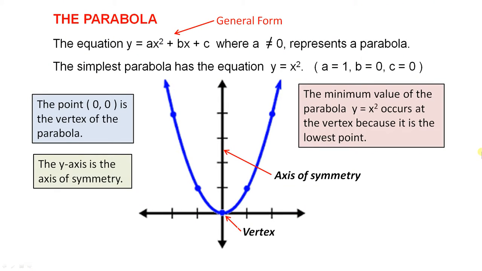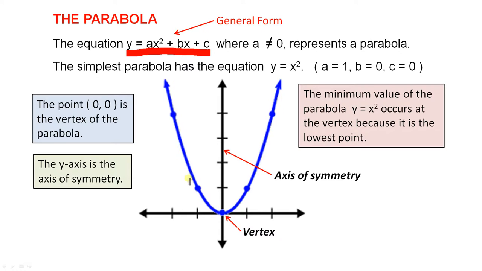The parabola. The equation y equals ax squared plus bx plus c, where a does not equal 0, represents a parabola. And this is the general form of the parabola. So this equation here is the equation of the general form. The simplest parabola has the equation y equals x squared. So that is a specific equation. And that occurs when a equals 1, b equals 0, and c equals 0.